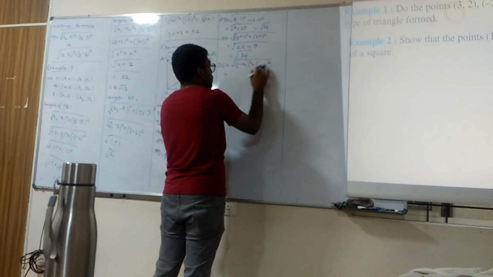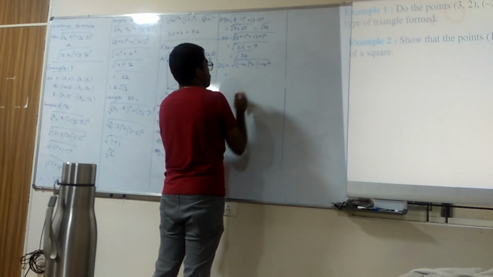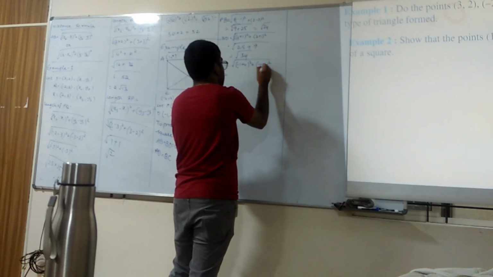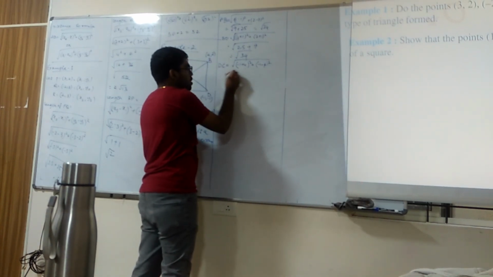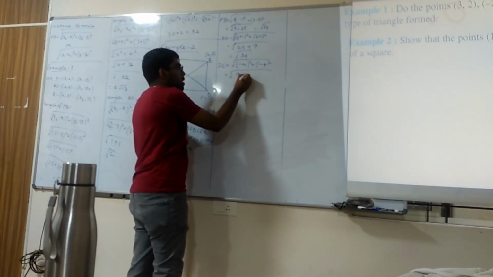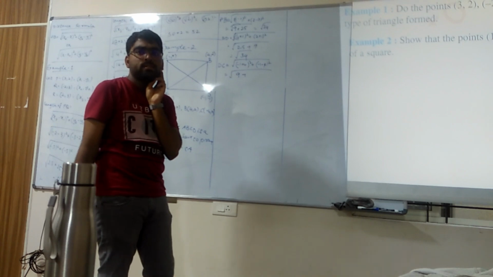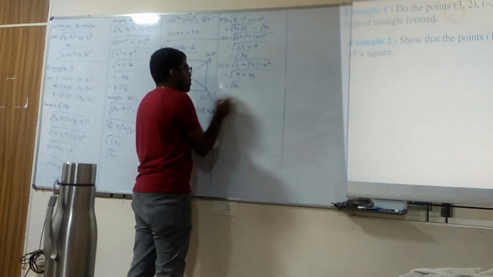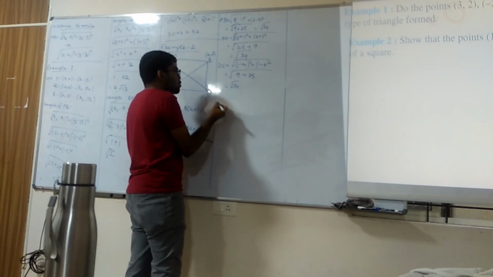Okay. Minus 1 plus 1 plus 4, plus 4 minus 1 minus 4. Root of minus 1 plus 4 is 3, square is 9. Minus 1 minus 4 is minus 5, minus 5 square is 25. Root 34.